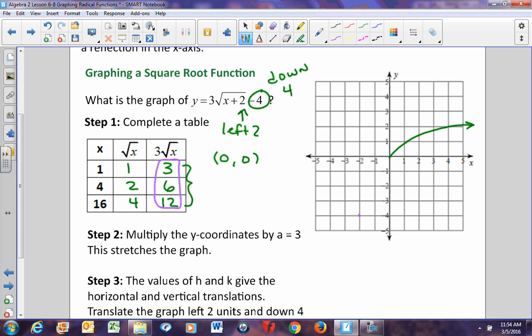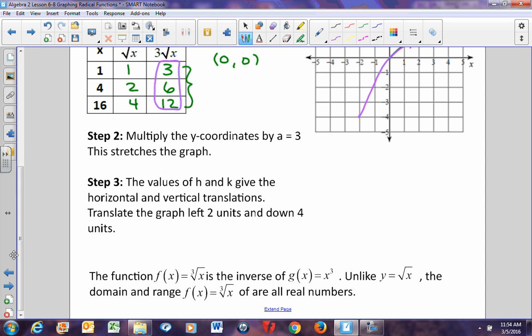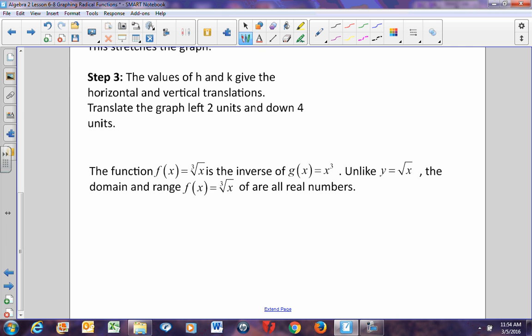So now the next point. Basically our graph is going to look like this. It goes here, so basically looking at a graph that goes like that. There's that graph. It's stretched vertically by 3. It's left 2 and down 4. And if you have to make a table to do that, that's fine. You can do each step of the table.